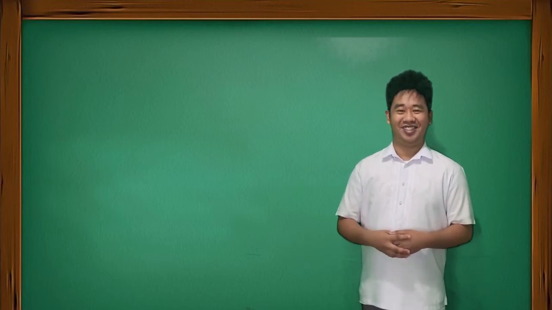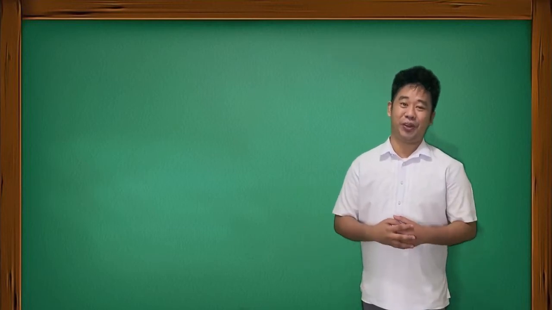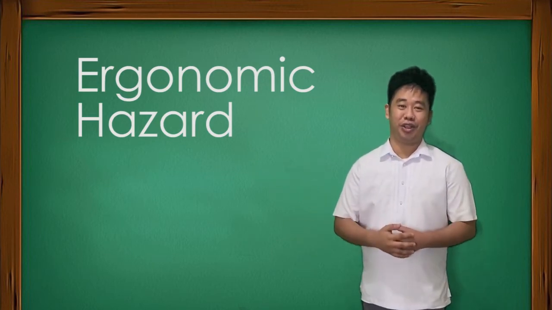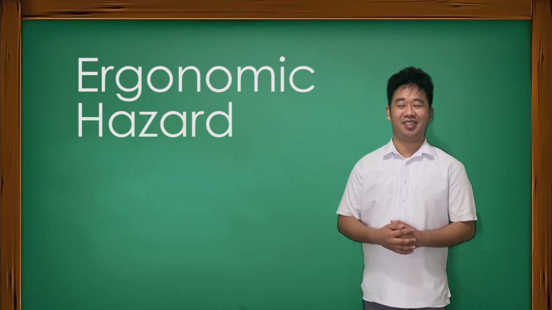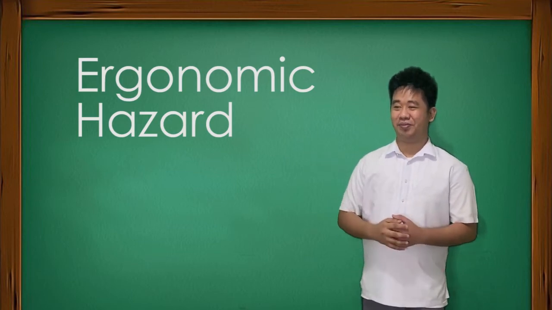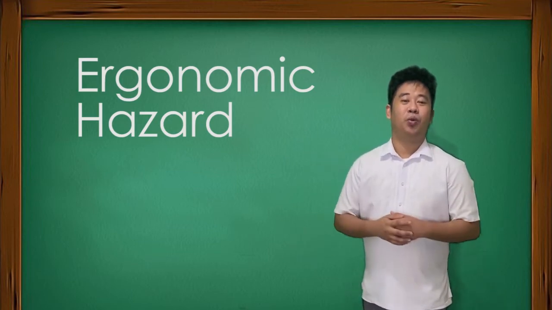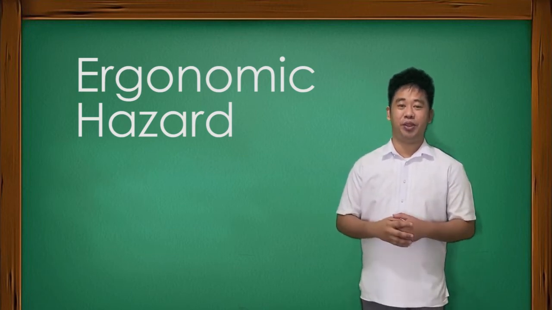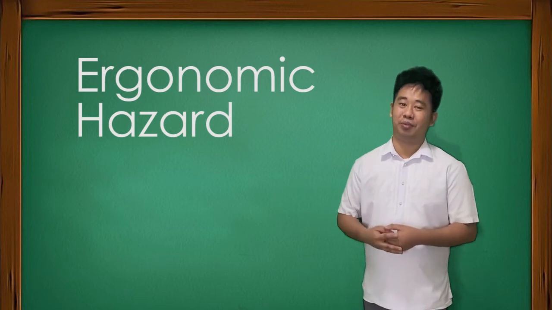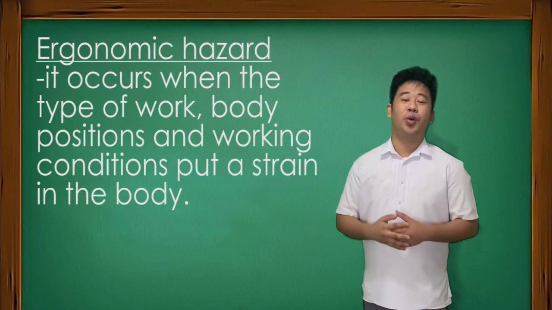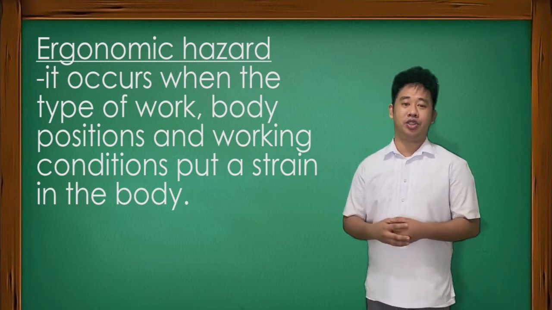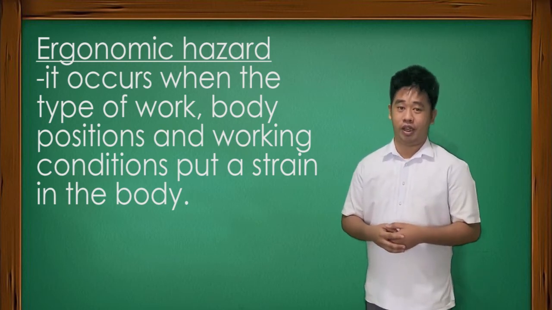Very good. The last type of hazard is ergonomic hazard. Do you have any idea about ergonomic hazard, class? Yes, Kyla. Very good. When we say ergonomic, it is the scientific study of people at work. When we say ergonomic hazard, it occurs when the type of work, the body positions, and the working conditions put a strain in the body.